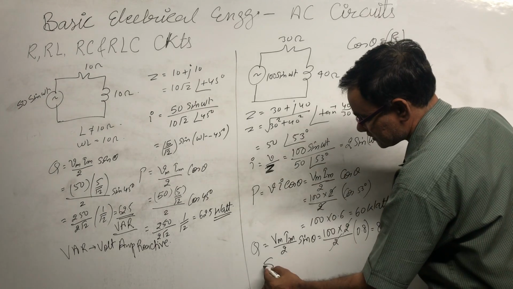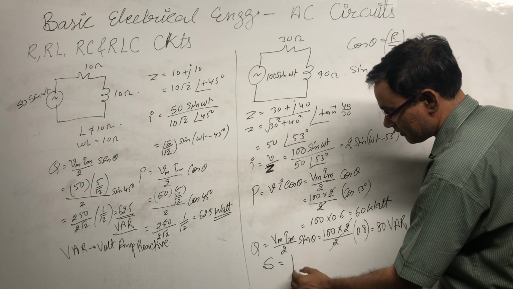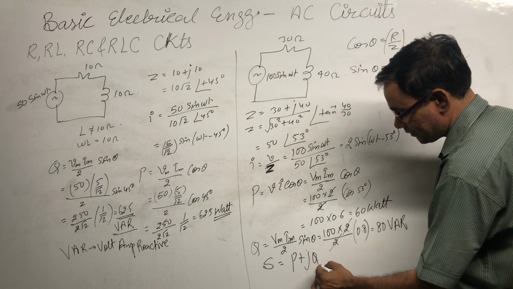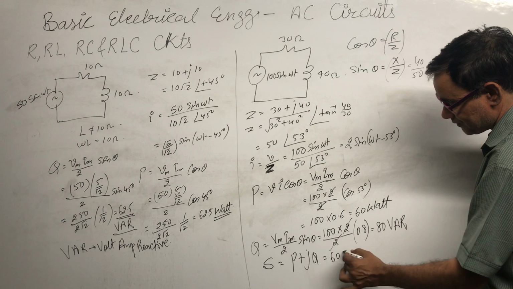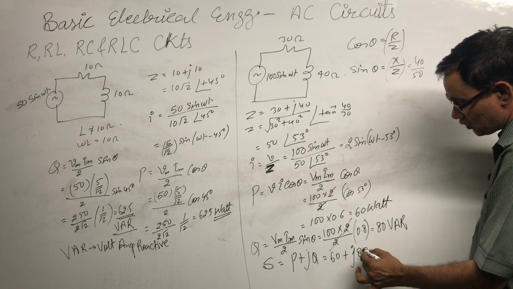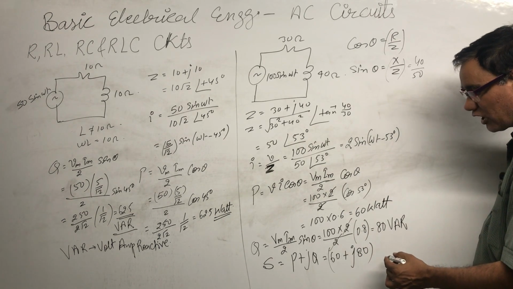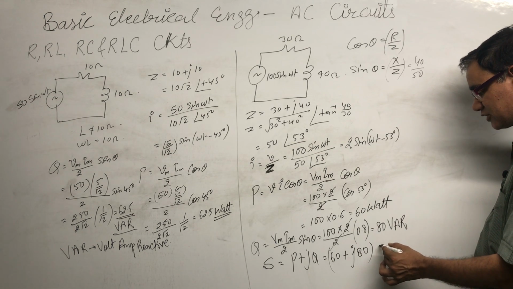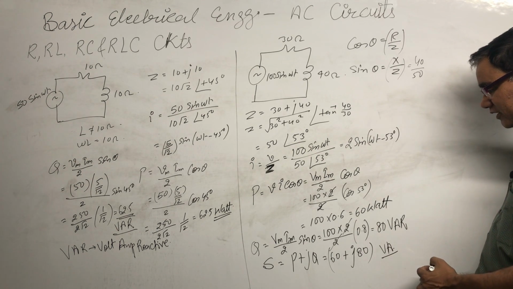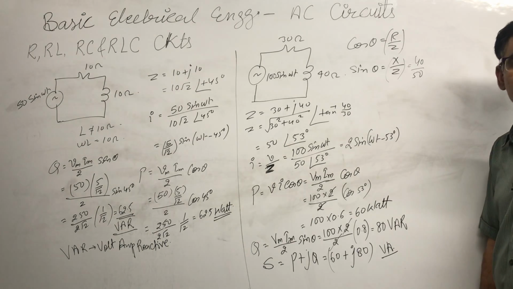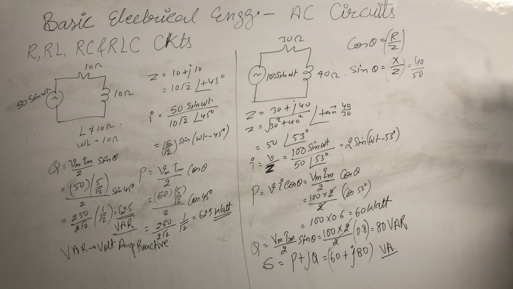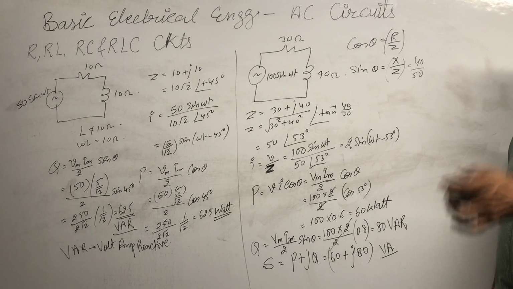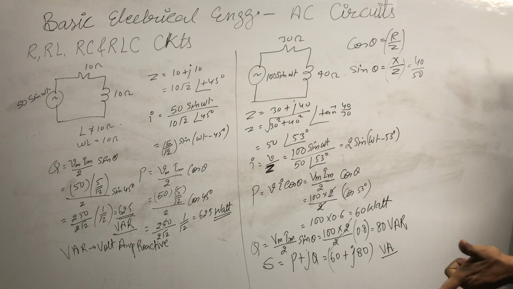So total S means apparent power. Apparent power is P plus iota Q, not P plus Q. So P, the real power, is 60 watt and reactive power is 80 volt ampere reactive. And what is the unit of S? Unit of S is volt ampere, not var, not watt. It is volt ampere only. That is apparent power. In this way, we can find out real power, reactive power, current and voltage and power factor.